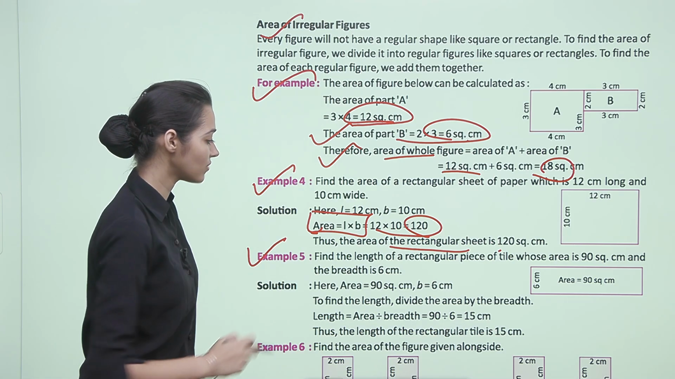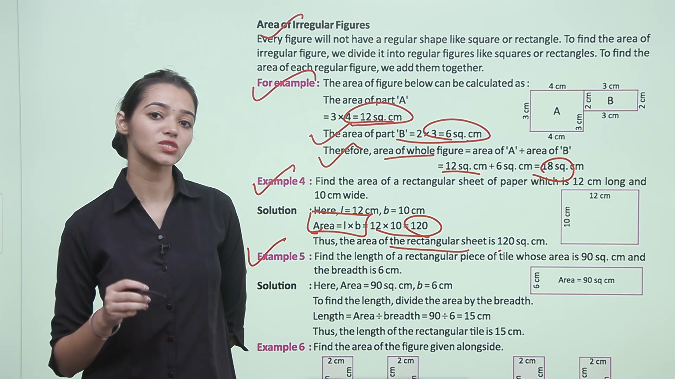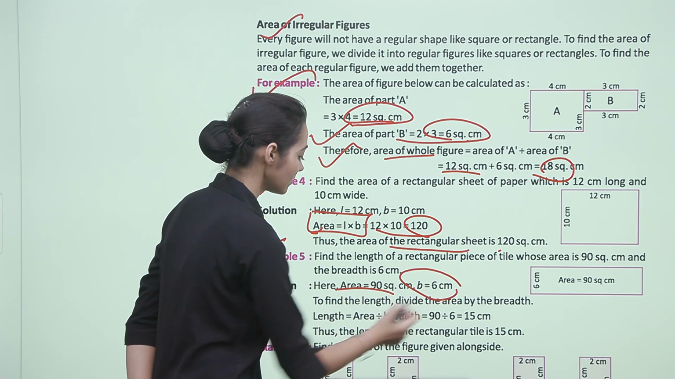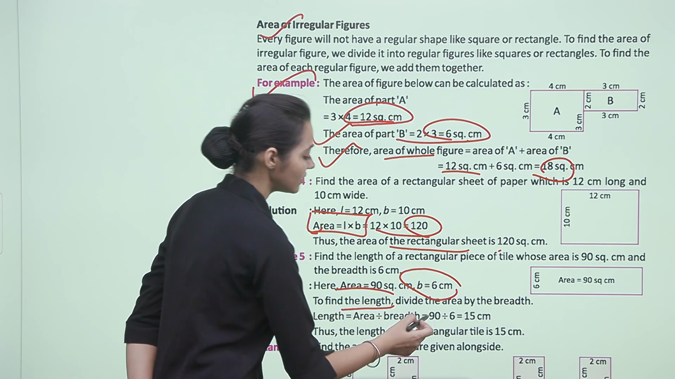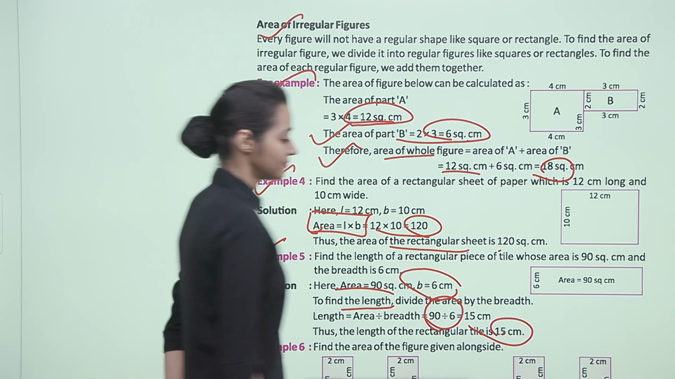Now let's look at example number 5. We have to find the length of a rectangular piece of tile whose area is 90 square centimeter and breadth is 6 centimeter. Area is given, breadth is given, and we have to find the length, so we will divide area by breadth. So our length is 15 centimeter.